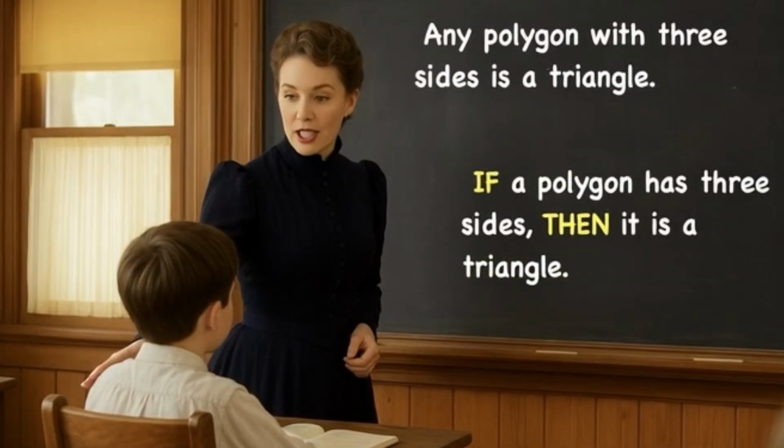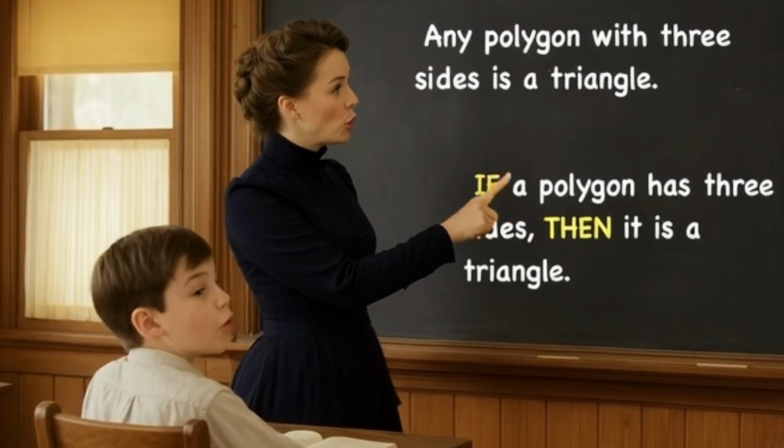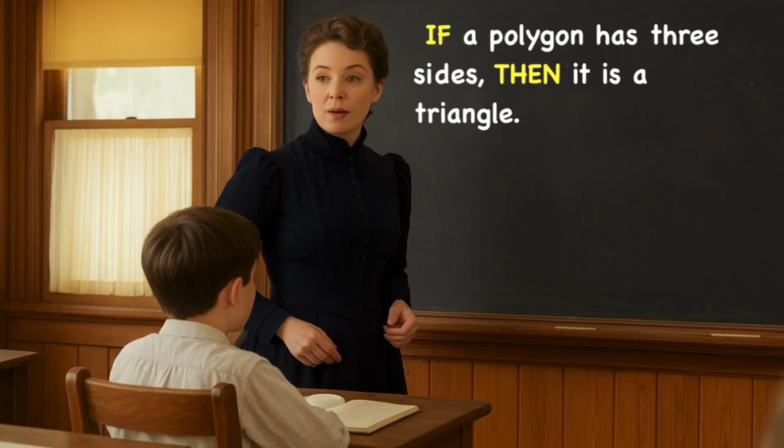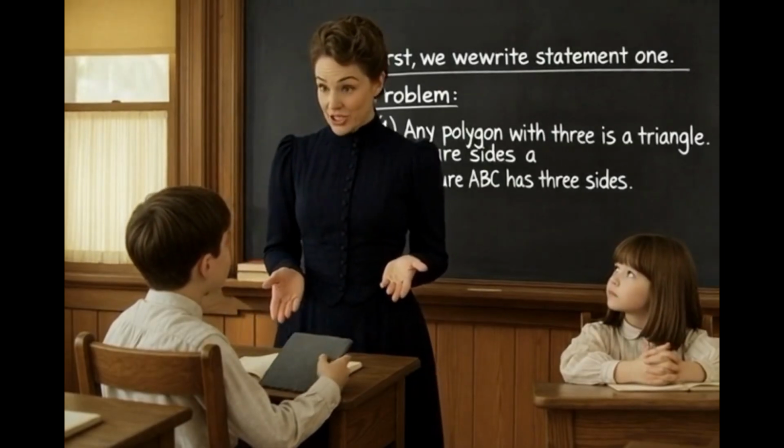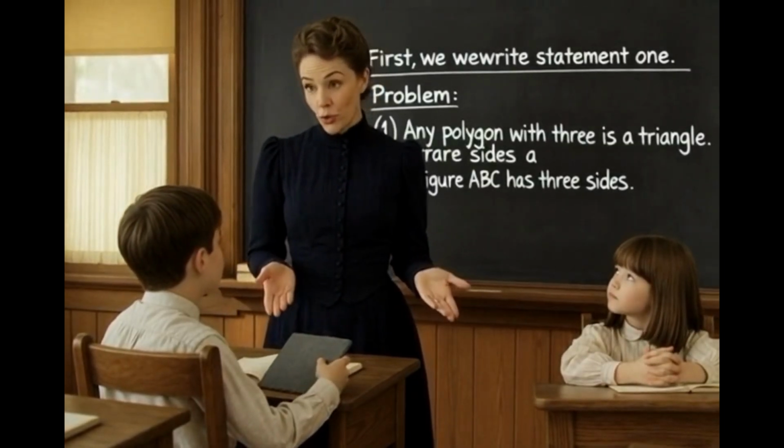This is the formal definition. We call it an if-then statement. So, if it has 3 sides, it's always a triangle? Exactly. Let's look at this triangle I drew. It has 3 sides. Good, now you understand. Now, in order to prove our logical statement, we apply a given rule. Therefore, we are using deductive reasoning.